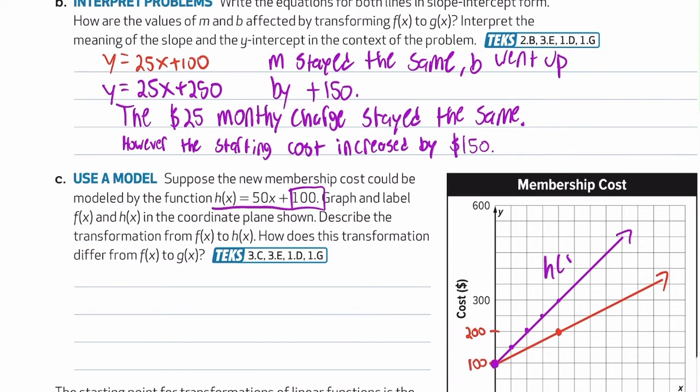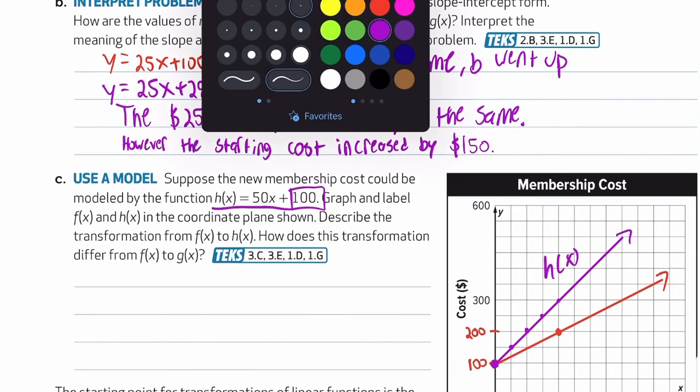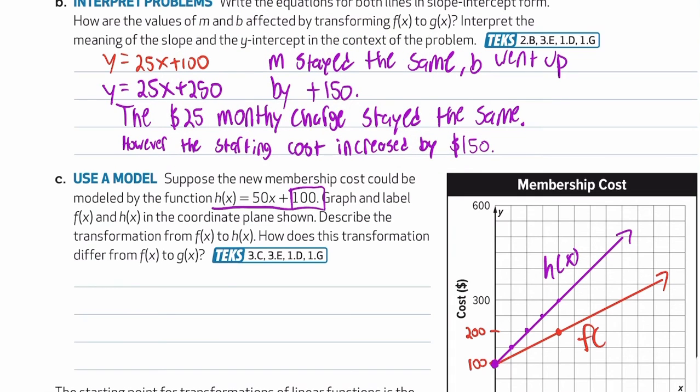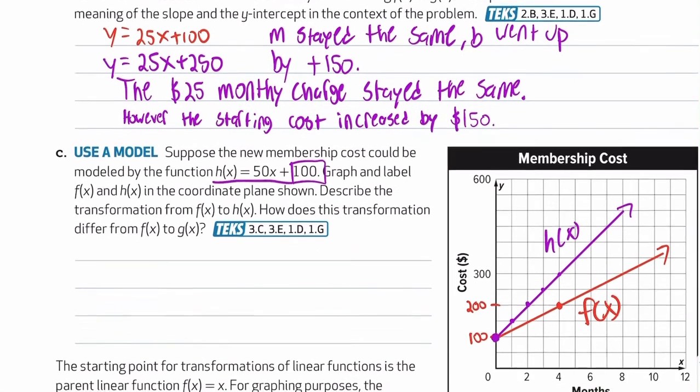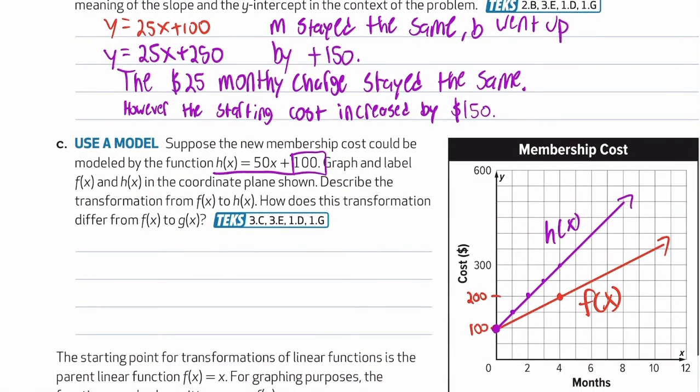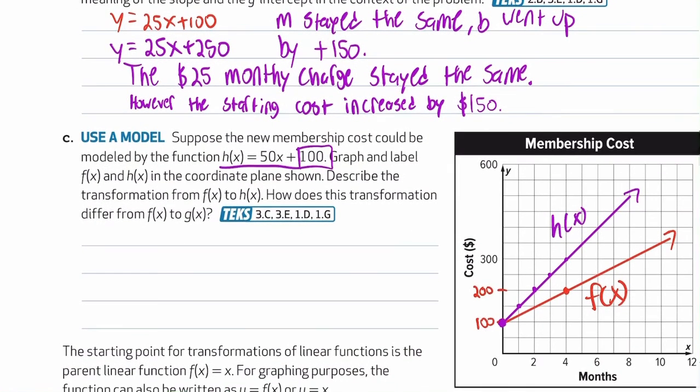This one is now h of x, and in the red, I have f of x. Remember, f of x and h of x, those are just names so that we know which one is which. But it's the same thing as y equals something. It just has a name now. At least at this point. Eventually you can do more with functions, but right now it's just the name. We graphed it, we labeled it.